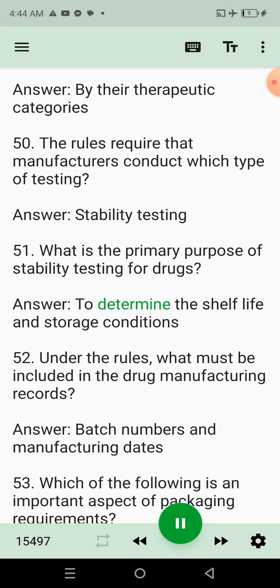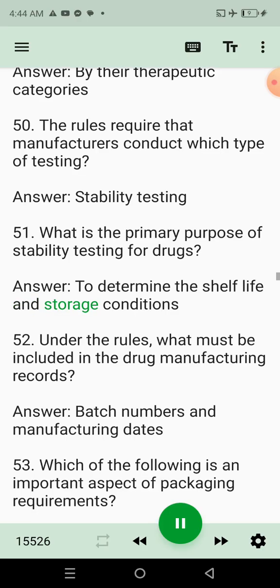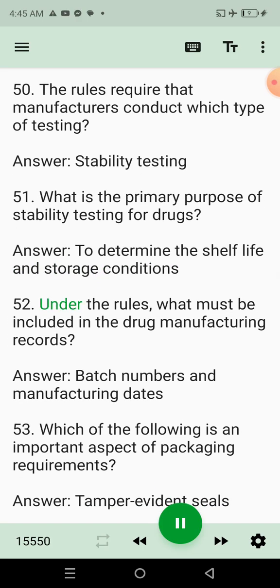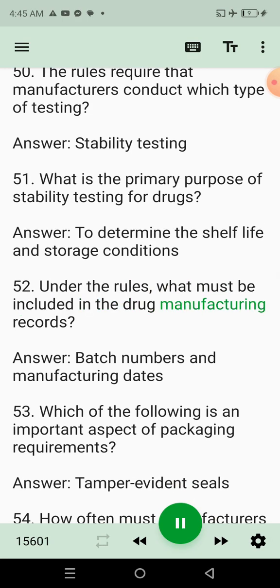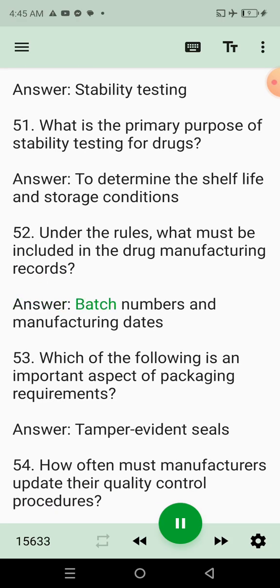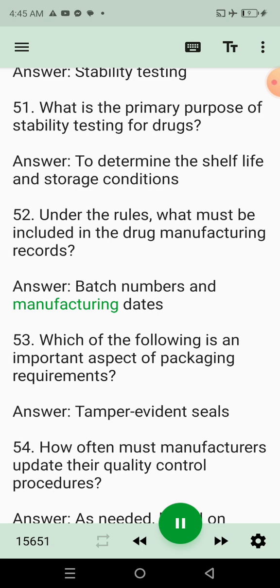Answer: To determine the shelf life and storage conditions. 52. Under the rules, what must be included in the drug manufacturing records? Answer: Batch numbers and manufacturing dates.